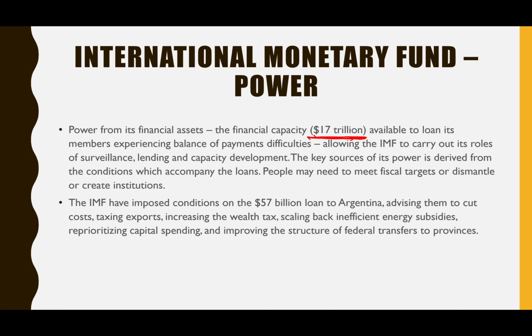So, for example, with Argentina, with their $57 billion loan, they advised Argentina to cut costs through taxing exports, increasing the wealth tax, scaling back inefficient energy subsidies. All their suggestions there were because they gave Argentina money, and the conditions imposed were influencing the decision making, making them do things that they may not have previously done. So the money that the IMF gives to countries enables them to help countries and then influence their economies.